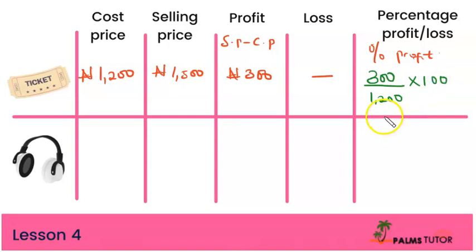How do we go about this? 0 cancel 0, 0 cancel 0. 3 here, 1. 3 goes in 12 in 4 places. So I have 100 over 4. 4 goes here, 1, and 4 goes in 100 in 25 places. Which means we have 25% profit.